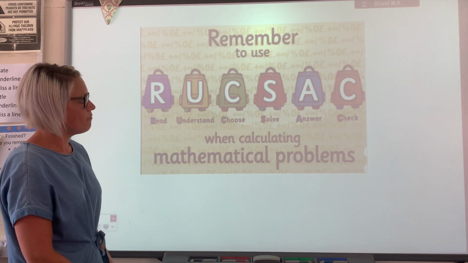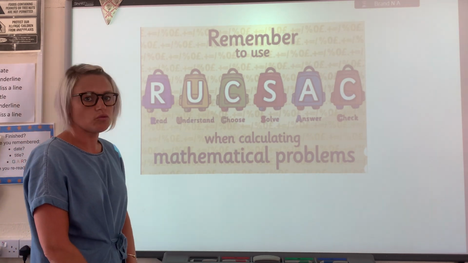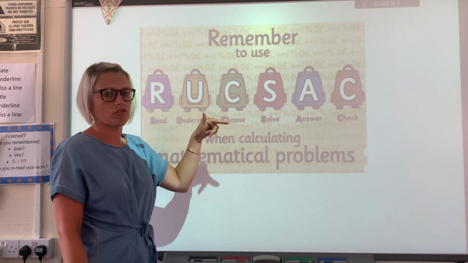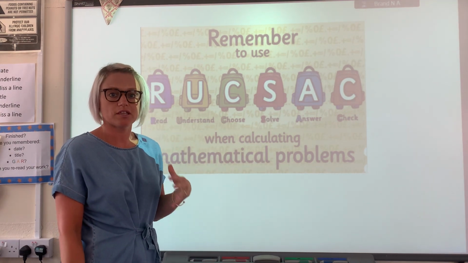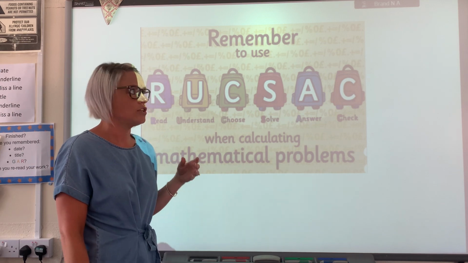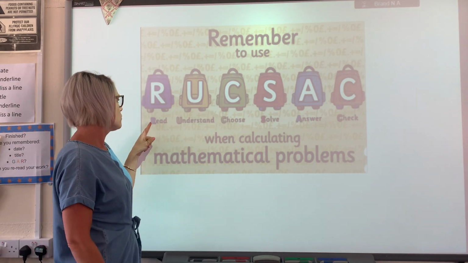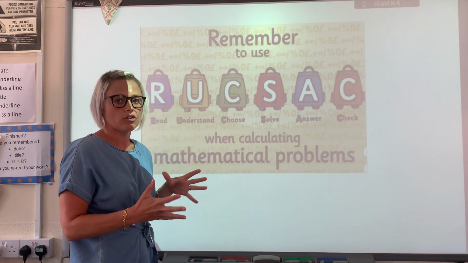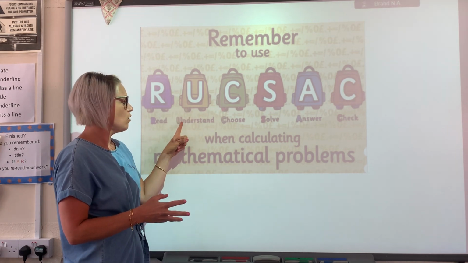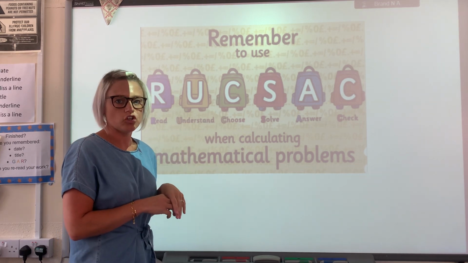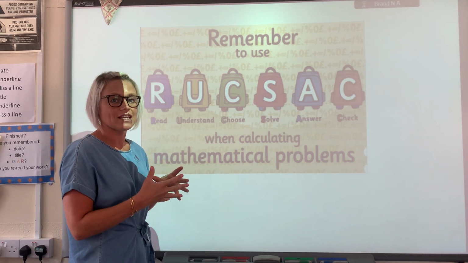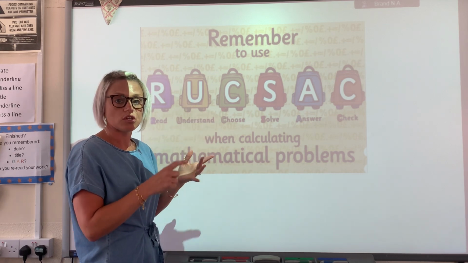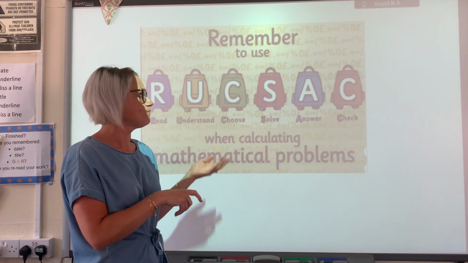We're going to use a method called the Rucsac method. If you can remember this word and work through it as you're going through the word problem, hopefully it will guide you through. The R, first of all, stands for read. The first thing we need to do is read the word problem. Then the U, we've got to understand that, and in order to do that, we're going to underline the key information. So underline is another word that begins with a U, so understand and underline.